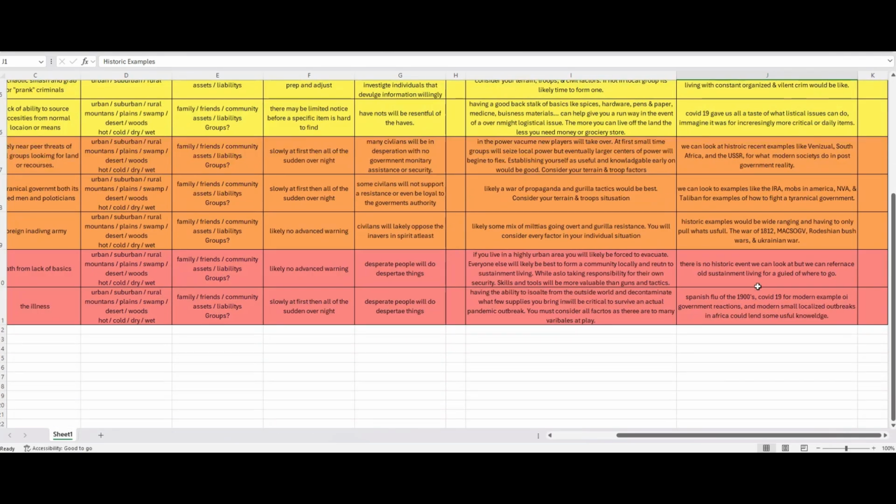Historic examples. As far as I'm aware, there is no historic example of a modern, especially postmodern society losing utilities for an extended period of time. But we can look to how people lived before there were utilities for an idea, a guide stone of where we need to go.